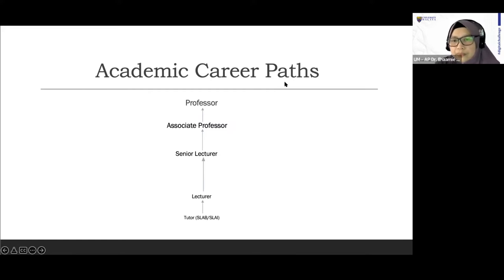For your information, the academic career path in Malaysian universities is actually a combination of American and British universities. In the UK, we don't have the term associate professor, whereas in the US, they don't have the term senior lecturer; instead they have assistant lecturer. So what we have here is the academic system only in Malaysian universities.